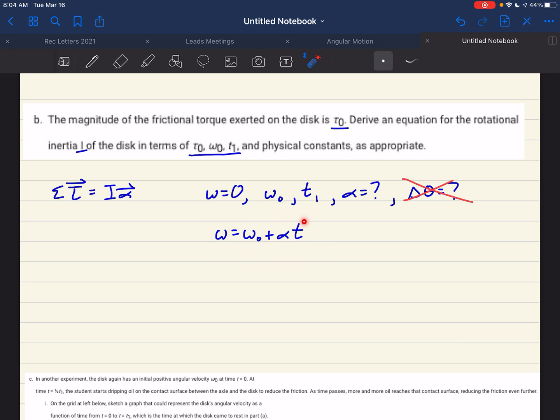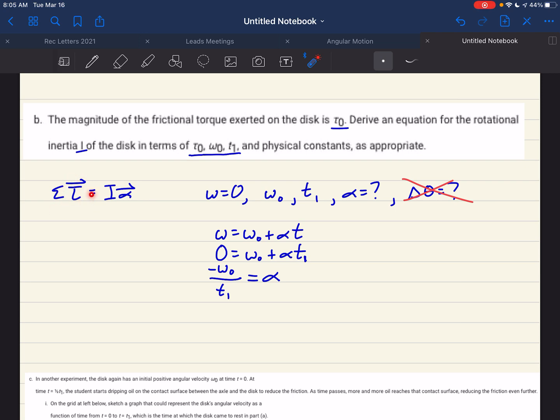And if we solve this for alpha, it should let us get rid of that alpha here and get a relationship that we want. So we know that final angular velocity is 0. And if I solve for alpha, I get negative omega naught over t, and this t is actually t1. Negative omega naught over t1 equals alpha. And now I can put that in here.